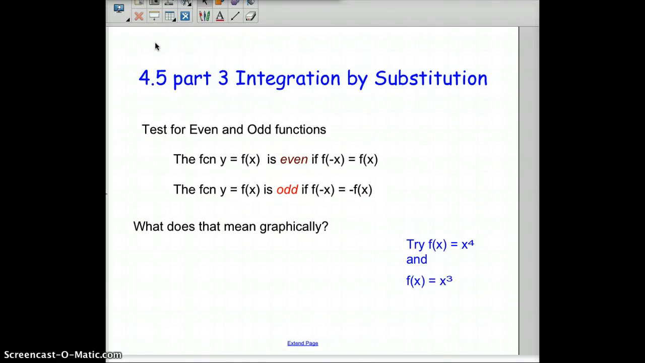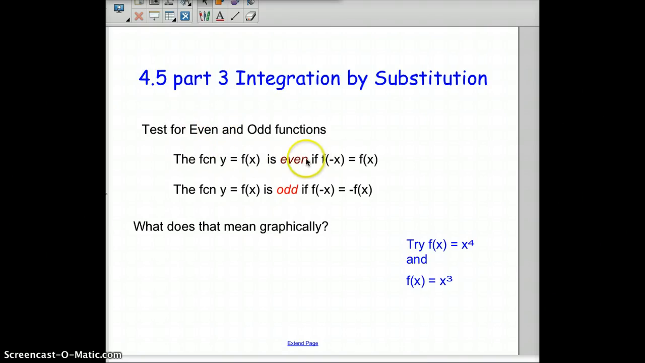4.5 Part 3. Still working on integration by substitution, just a few topics to finish up with. If you have an even or an odd function, it kind of helps to be able to break it down into their pieces. So let's talk about the ways to identify if a function is even or odd.